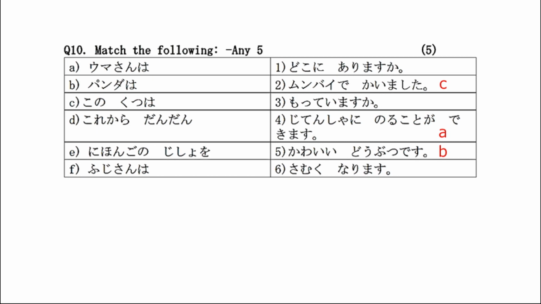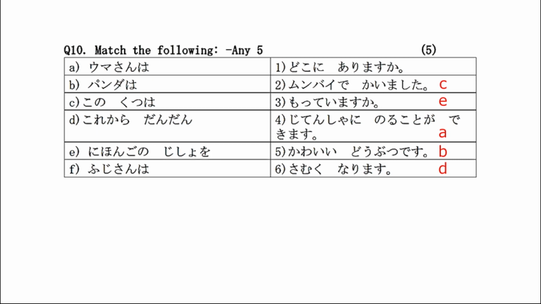The correct answer will be Samuku narimasu, which is in the sixth line in the column on the right. So let us write D next to this sentence. Let us see the fifth sentence. E is Nihongo no jisho o. The correct answer will be Motte imasu ka, which is in the third line in the column on the right. So let us write E next to this sentence.